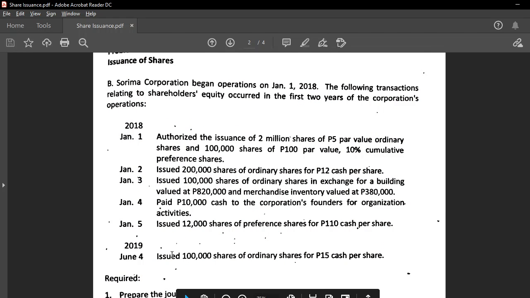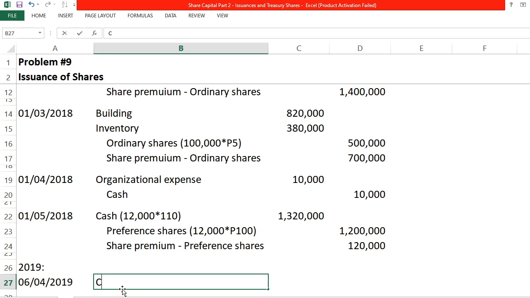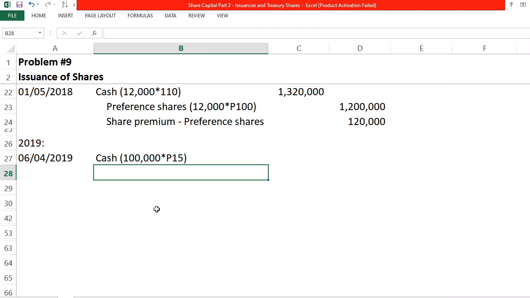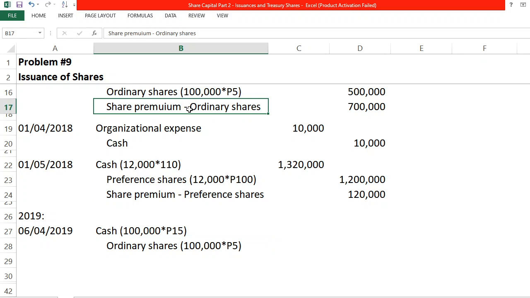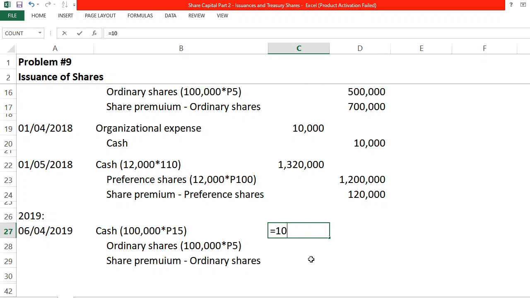Let's go to 2019. Issued 100,000 shares for OS. Cash, 100. Pila daw itong pagkabaligya? 15. Okay. Tingnan natin. Yes. And then, again, we received the ordinary shares. We issued ordinary shares for 5 pesos na par value. And we are expecting a share premium kasi 15 and then 5 lang tayo, 100.